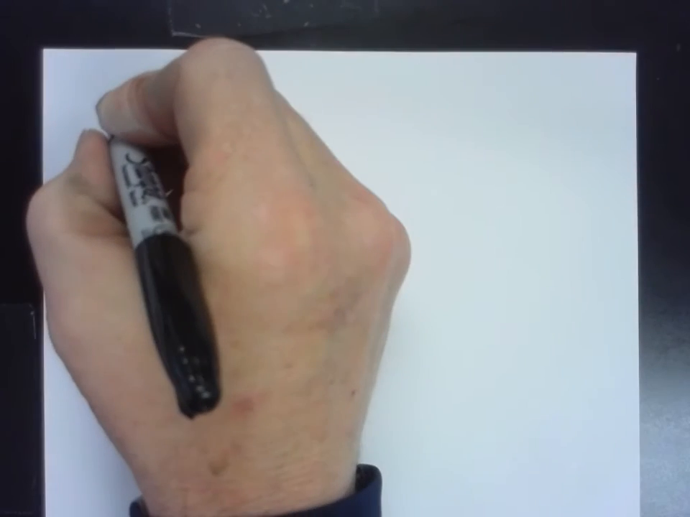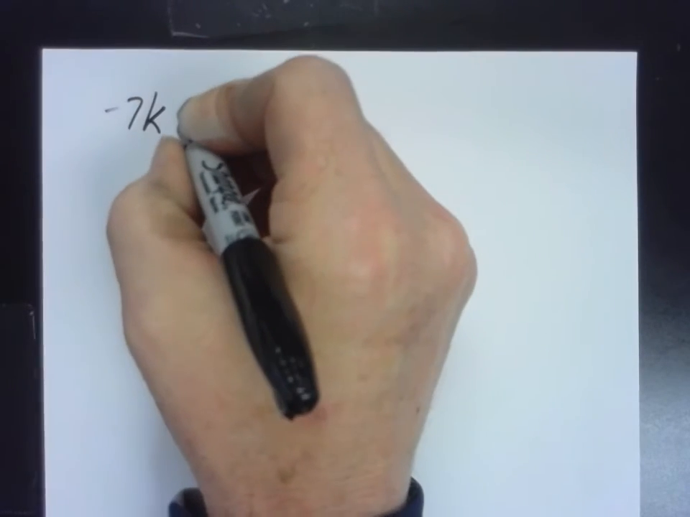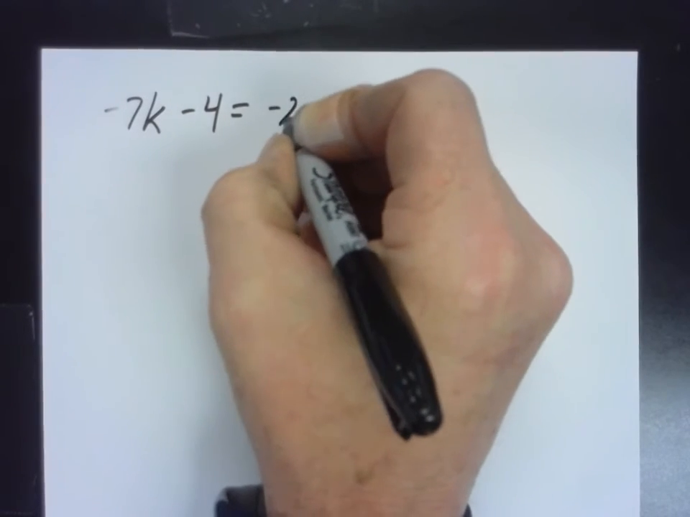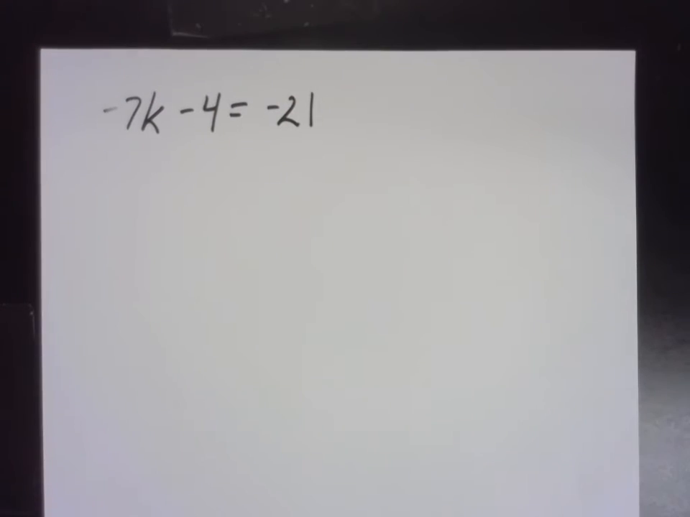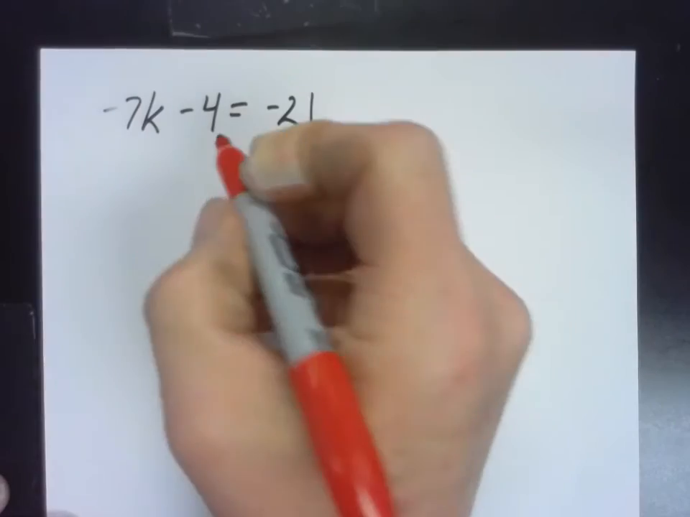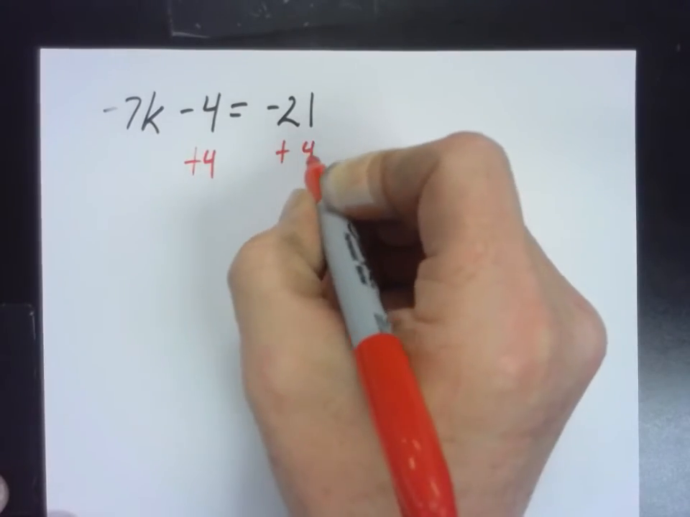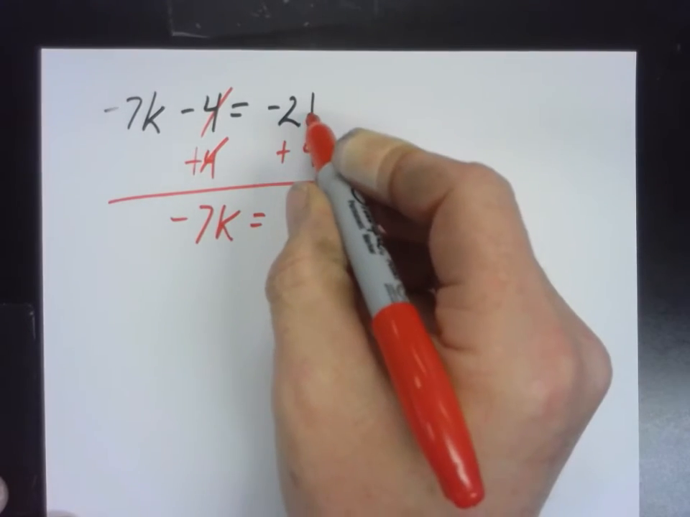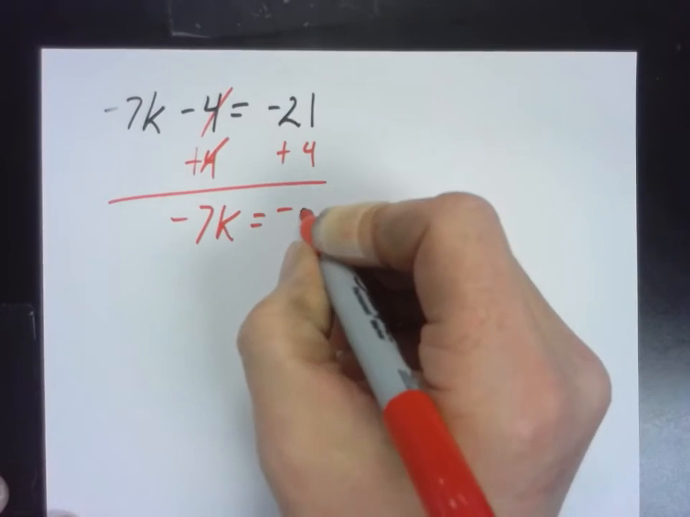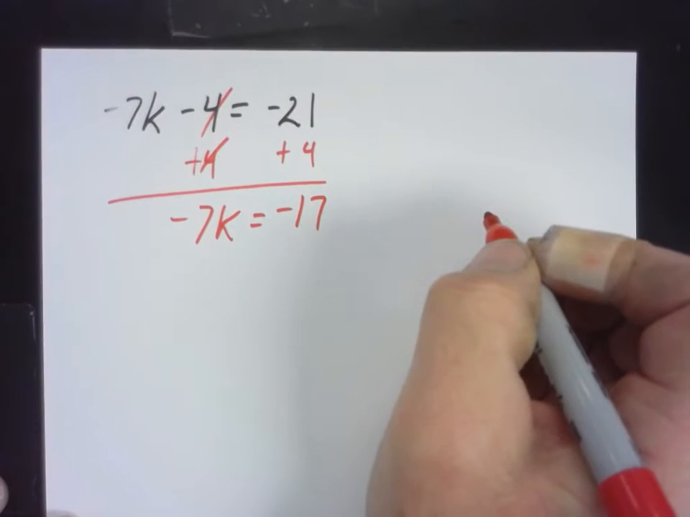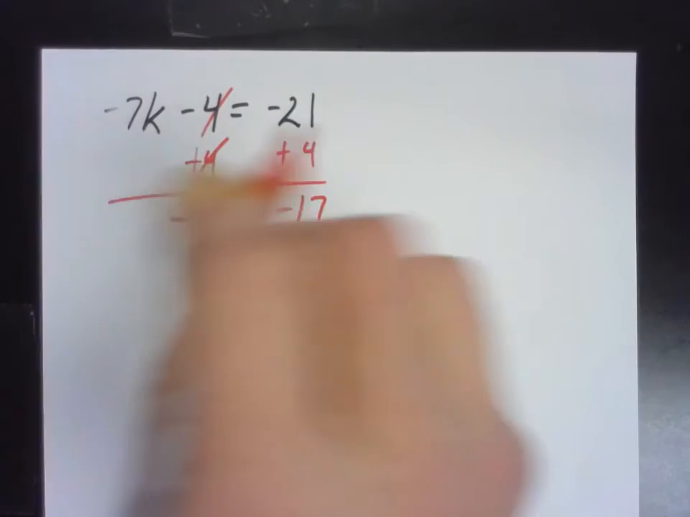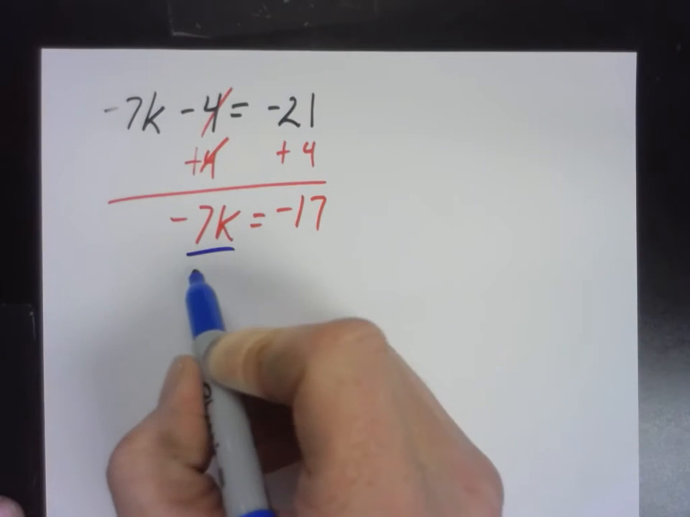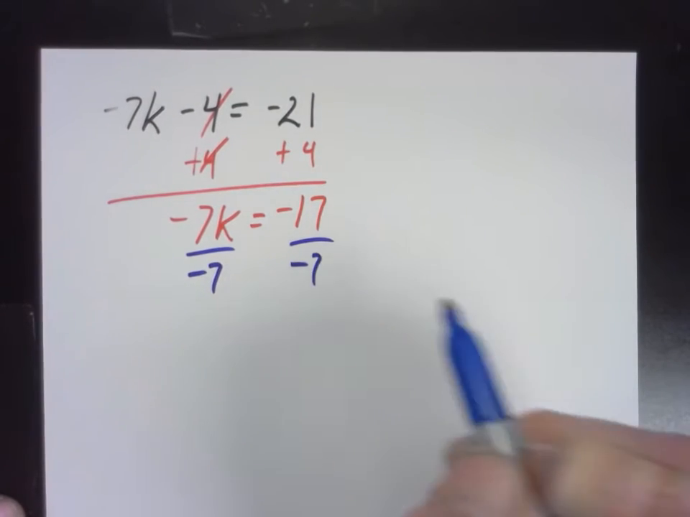Let's take a look at one with more negatives in it. What first? Okay. So add 4 to both sides. Ooh, isn't this answer negative? Good. Okay, now what? Divide by -7 on both sides of the equal sign, right?